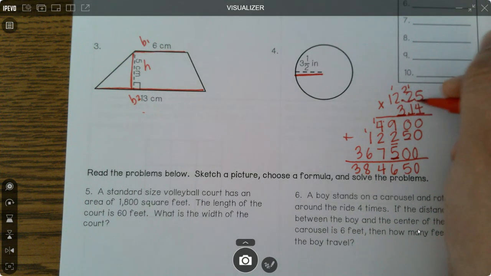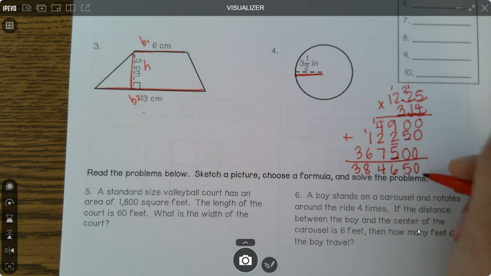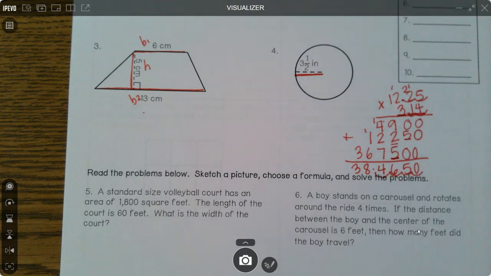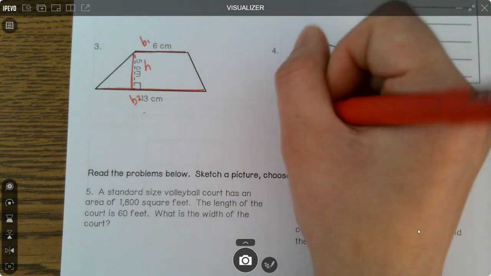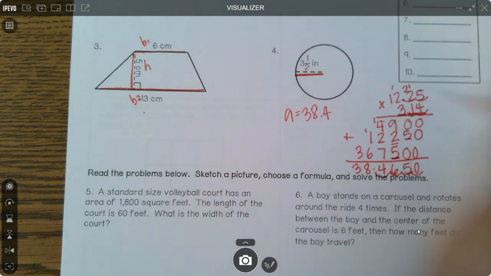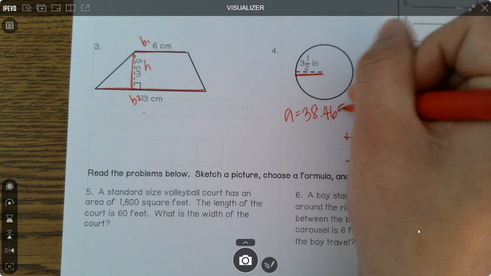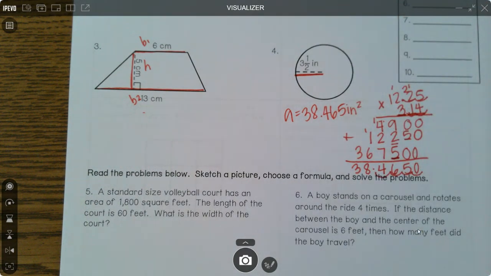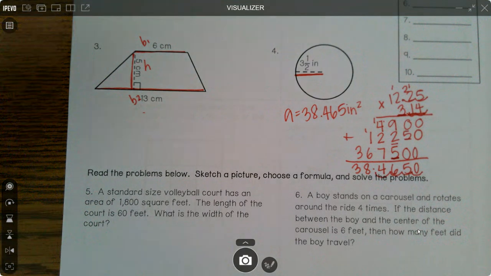So I got to remember I shifted 1, 2, 3, 4. So I'm going to start back here and shift my decimal back in 1, 2, 3, 4. So really, my area is going to be 38 and 4,465 thousandths. And I could do inches squared. That was a big one.